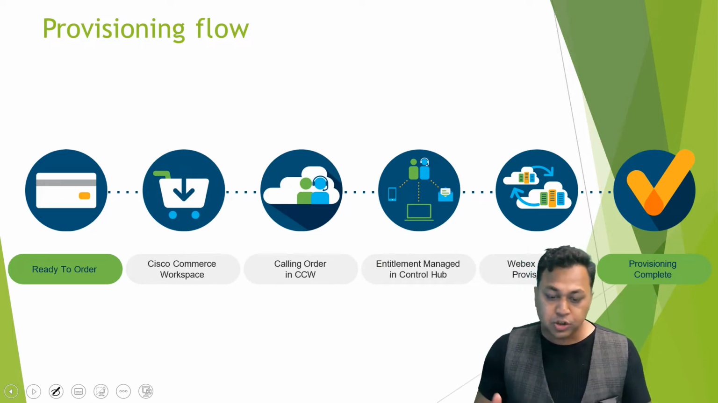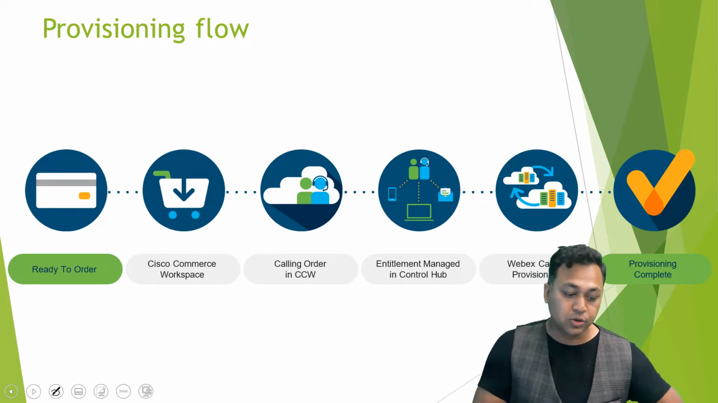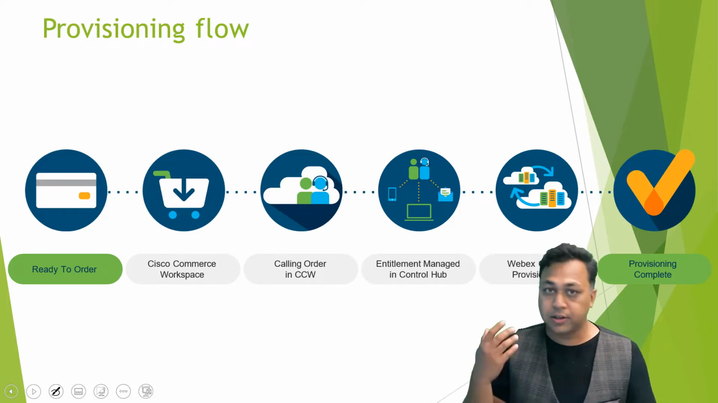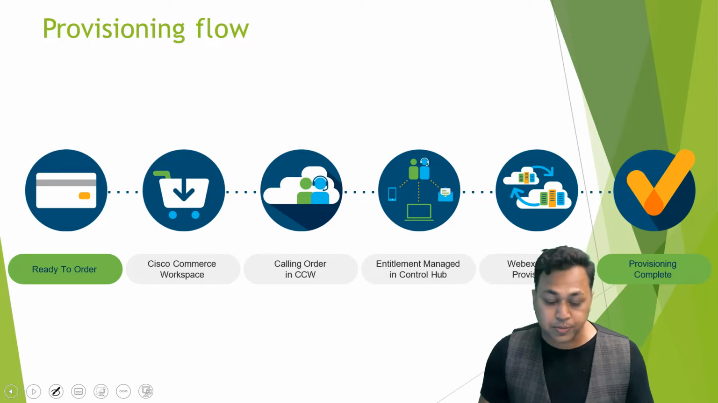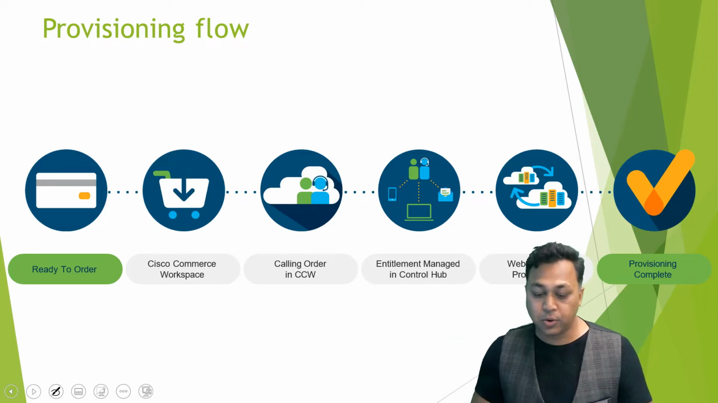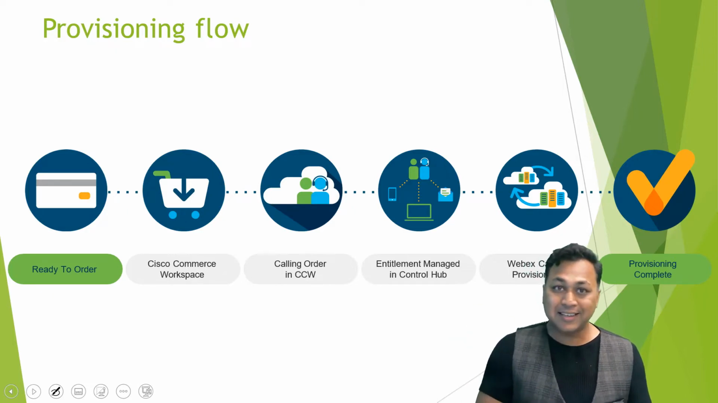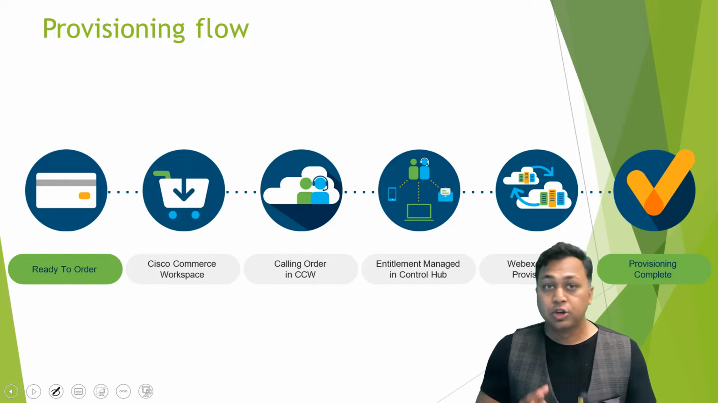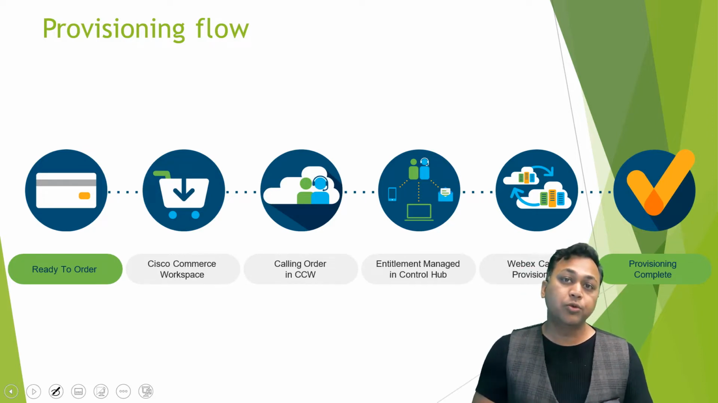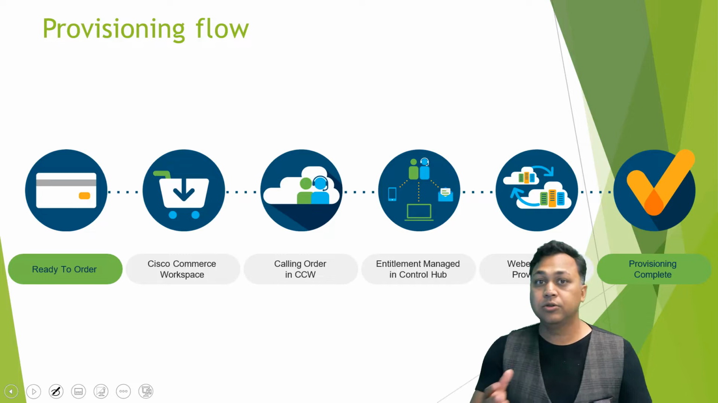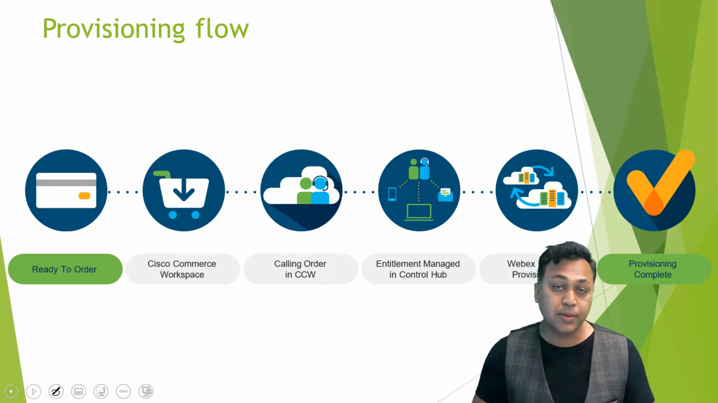Now, the provisioning flow is usually: you're ready to place an order. You work with the Cisco Commerce Workspace. You place a calling order. You get access to your Control Hub. So the access to your Control Hub will be provided by your partner, where you're obtaining your WebEx service from.